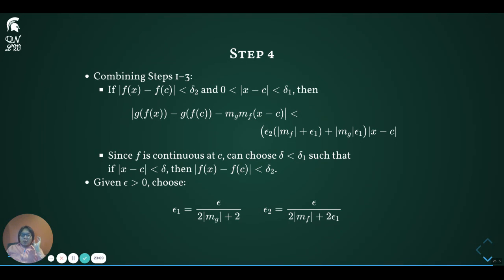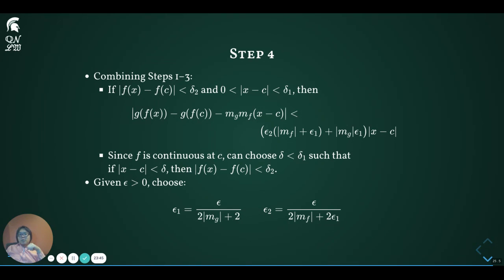Now, if we look at the right-hand side of the inequality that is displayed, it is the quantity |x − c| multiplied by a mess. Our goal, if you remember, is to prove that this is less than epsilon times |x − c|. To make this work, we will now finally make our choices of epsilon 1 and epsilon 2. We will take epsilon 1 to be epsilon divided by twice the derivative of g plus 2. And we will take epsilon 2 to be epsilon divided by twice the derivative of f plus twice epsilon 1.